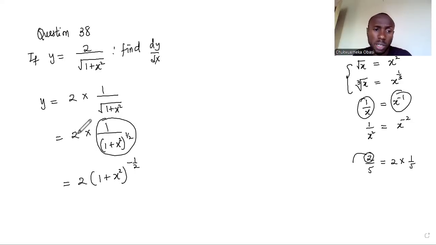So to this very point, we can easily just differentiate this function applying the chain rule. Does it make sense? Yeah, I'm very sure it does. So now let us go ahead and differentiate this function. Now I have y is equal to 2 times (1 plus x squared) to the power of negative 1 over 2.